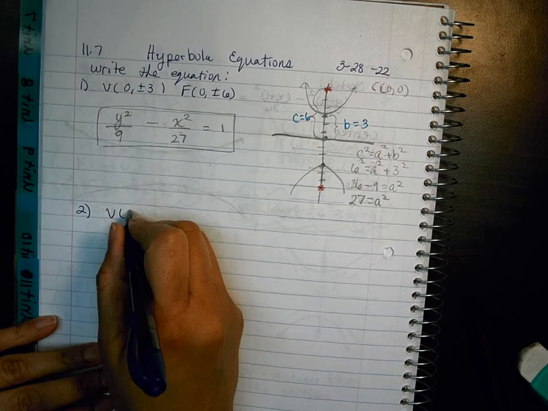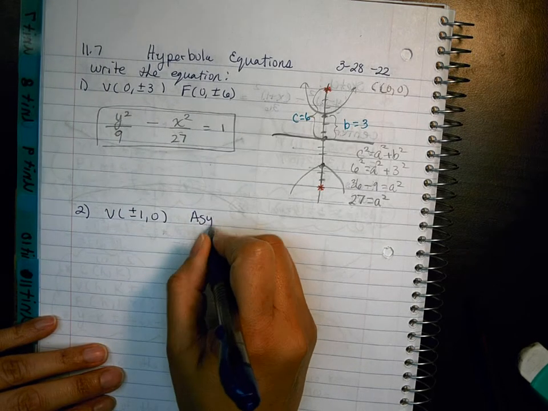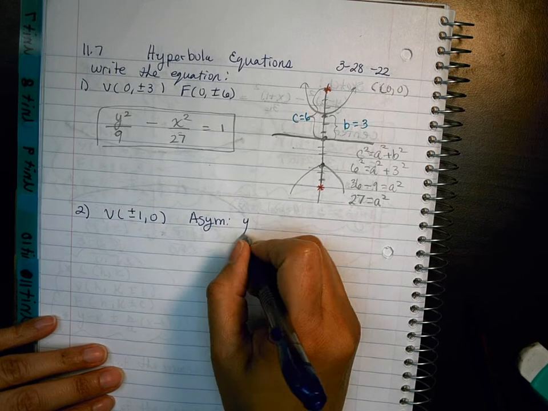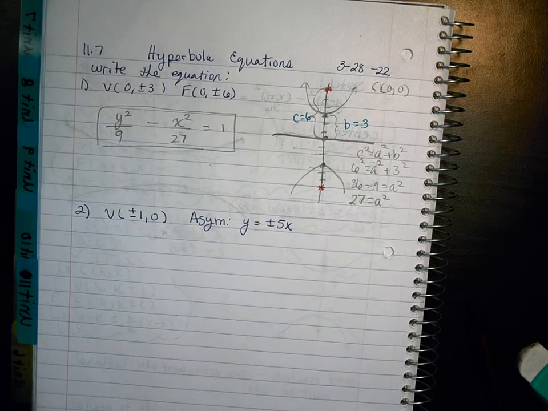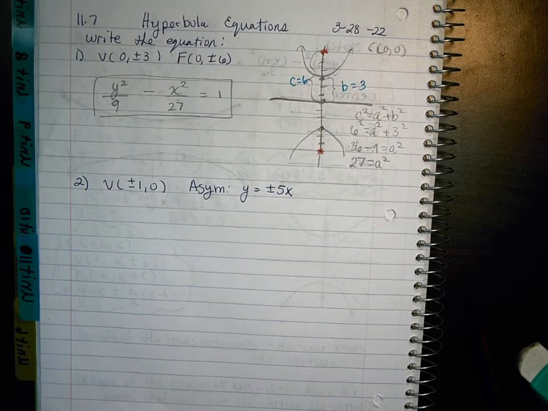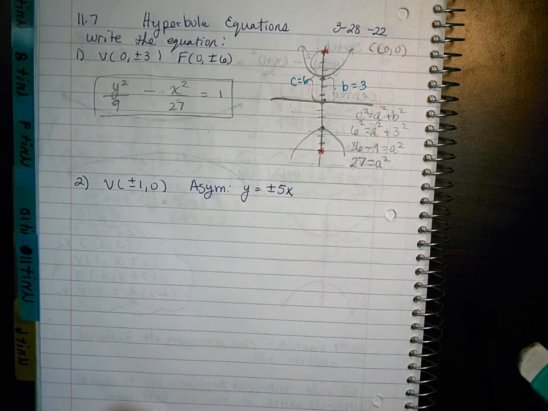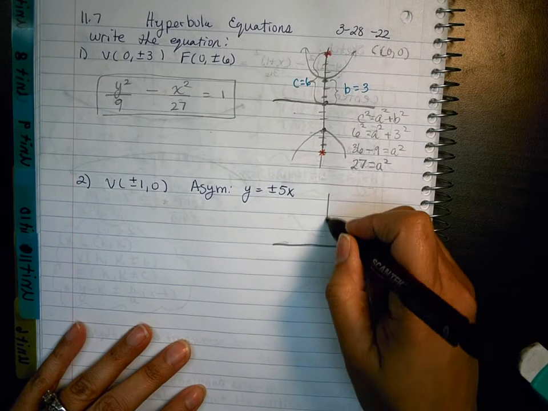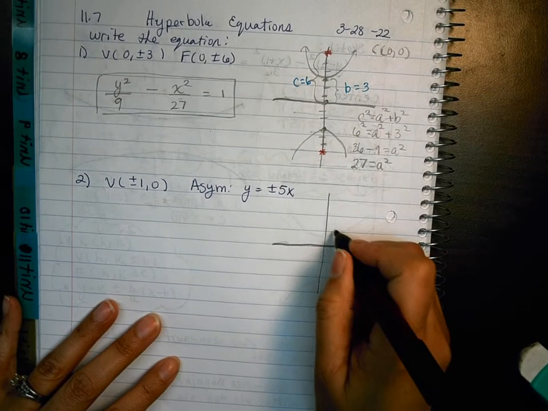The vertices are (±1, 0), and the equations of your asymptotes are y equals ±5x. All right, we know for sure this one is a hyperbola because hyperbolas are the only ones that have asymptotes. So we don't have to try to figure out on the test which one this would be. Okay, vertices, well, let's go plot.